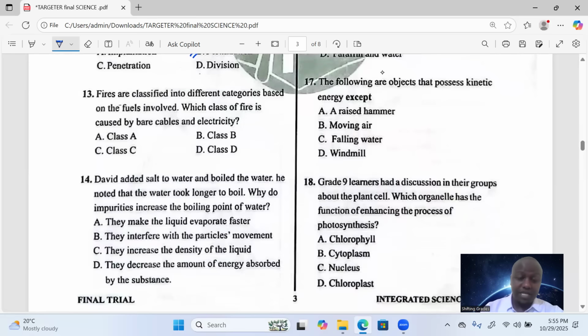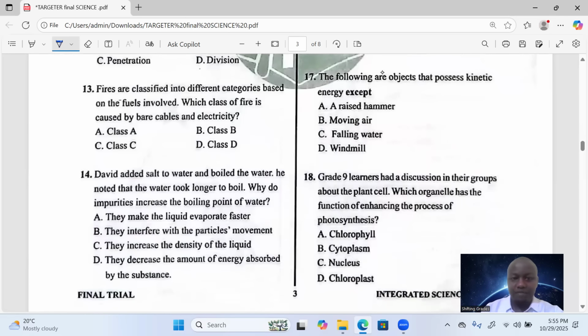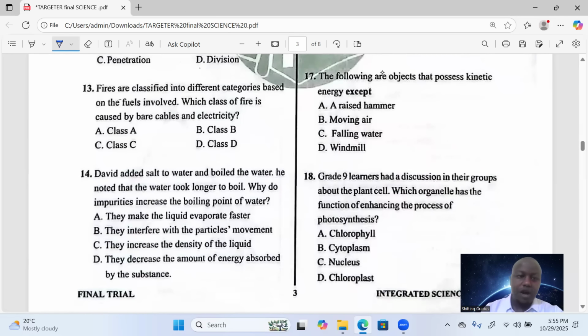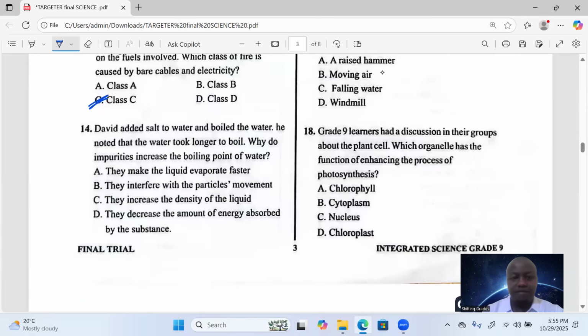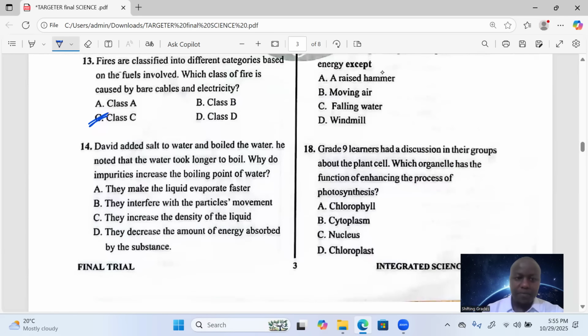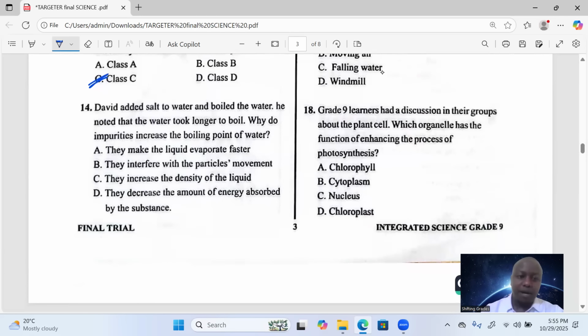Look at number 13. Now, fires are classified into different categories based on the fuels involved. Which class of fire is caused by bare cables and electricity? That one is class C. Class C fire, caused by bare cables and electricity.